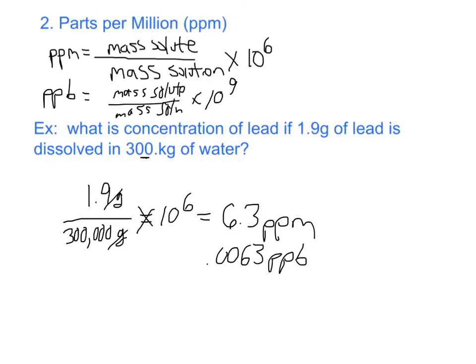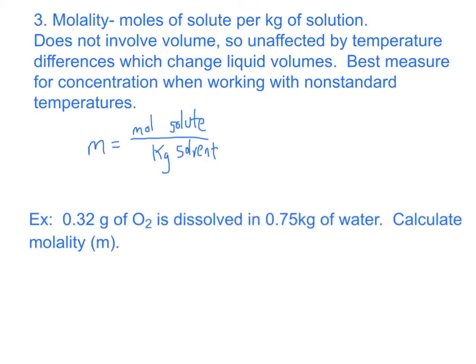Okay, so that's an example of that. Let's move on to another concentration measure. Molality is a more common type of concentration unit than the previous two. Molality is the moles of solute per kilogram of solvent. This is a very important one for scientists doing concentration measurements in regulated temperature areas, because it doesn't involve a volume.